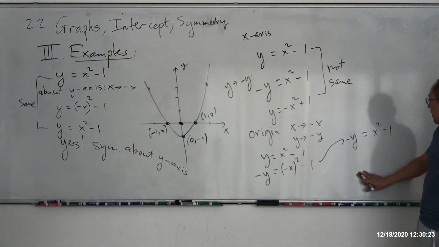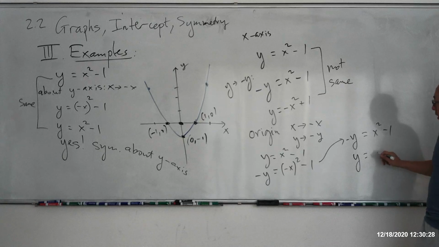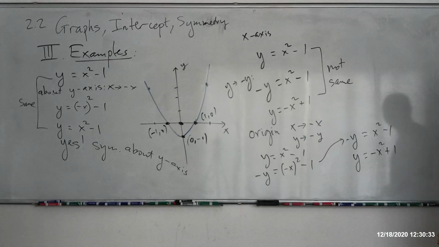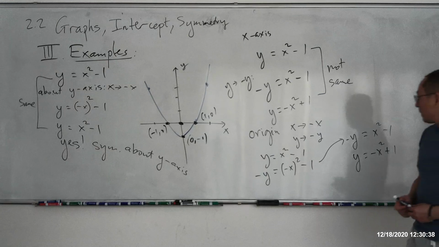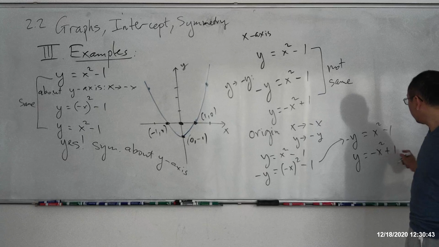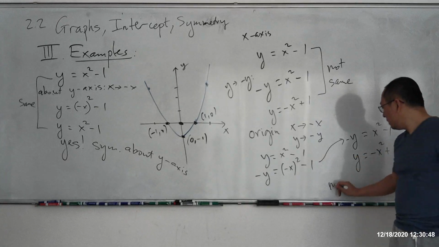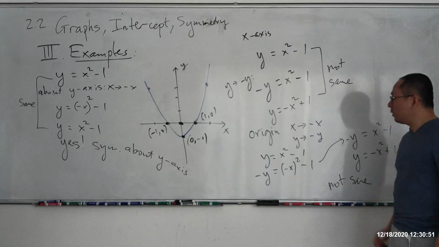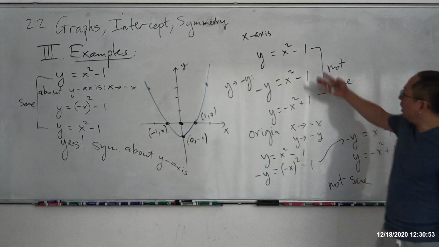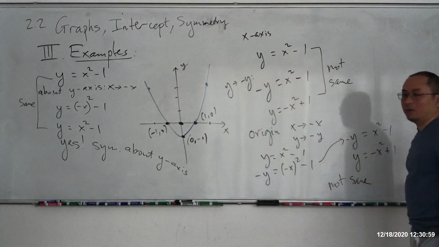Now, divide both sides by negative 1, or multiply both sides by negative 1. I got y equals negative x squared plus 1. And of course, it's not the same as the original equation. This is my original equation, this is my new equation. Not the same. So what do we say? No symmetry about the origin, no symmetry about the x-axis, and yes, we do have symmetry about the y-axis.